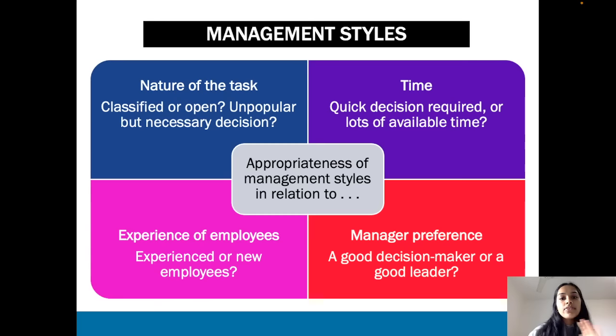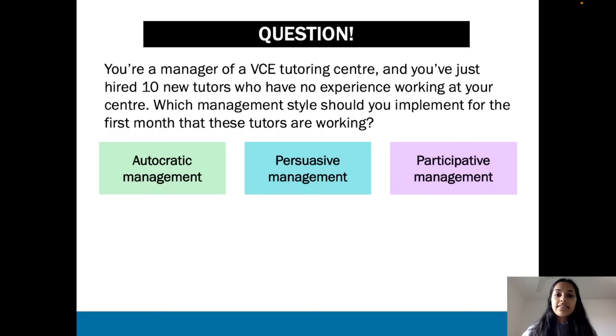So just thinking about those aspects, even with time. If a quick decision is required, maybe the manager would want to think about using an autocratic management style, because the autocratic management style is just them making the decision on their own, and that's the end of it. They don't spend a lot of time consulting other people or justifying themselves to other people, and so that saves a lot of time. So yeah, thinking about those different things.